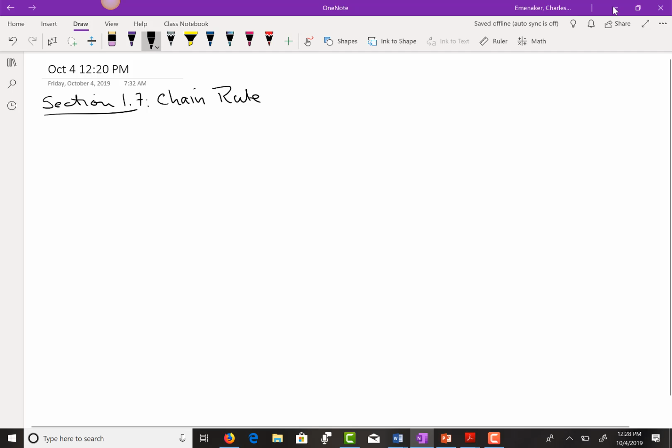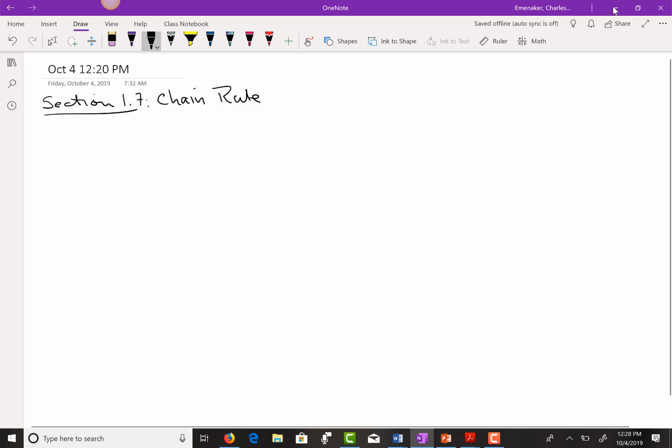Okay, chain rule is very important. It's the last of the main rules for us. What winds up happening is, at times, you have a function inside of a function.